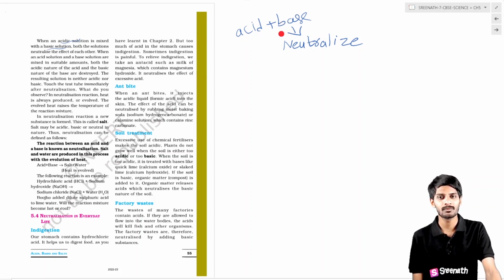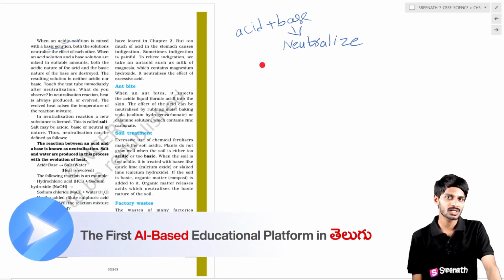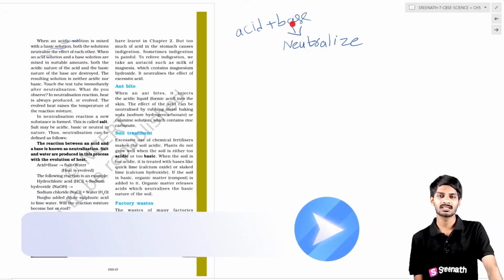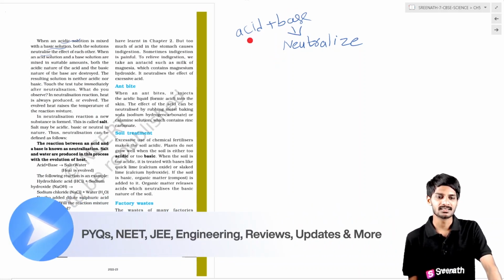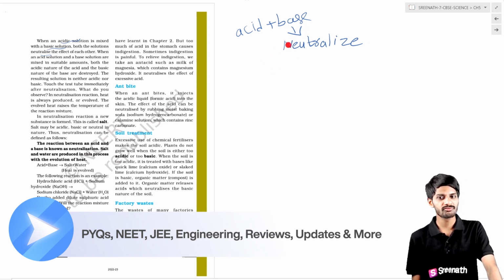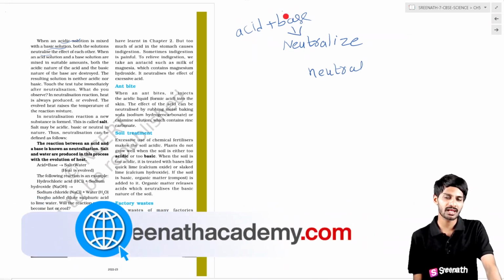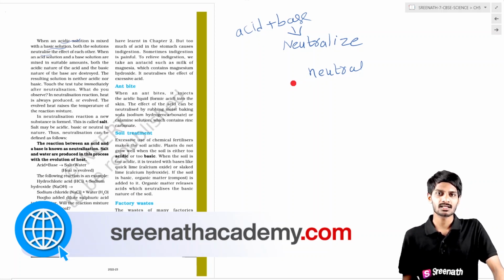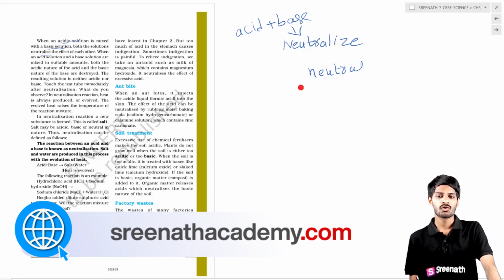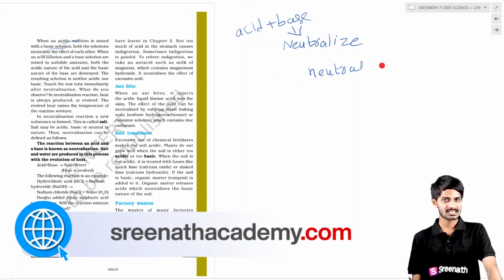Whenever we add acid and base, the effect of both together will be cancelled out. They will be neutralized. When an acidic solution is mixed with the basic solution, both solutions neutralize the effect of each other. The effect of acid is neutralized by the base, and the effect of base is neutralized by the acid. So finally the solution will become neutral. Before, one solution was acidic and one was basic, but when you add both, the solution becomes neutral. It does not have any acidic or basic nature.